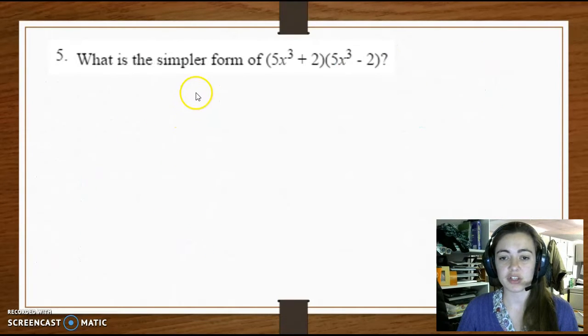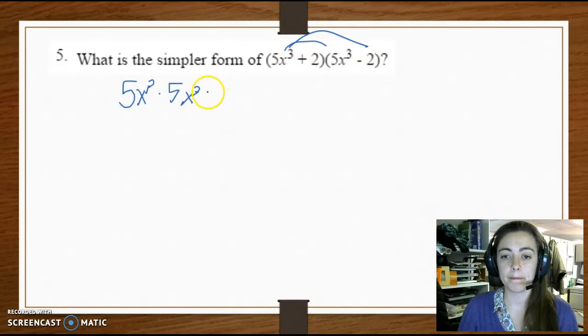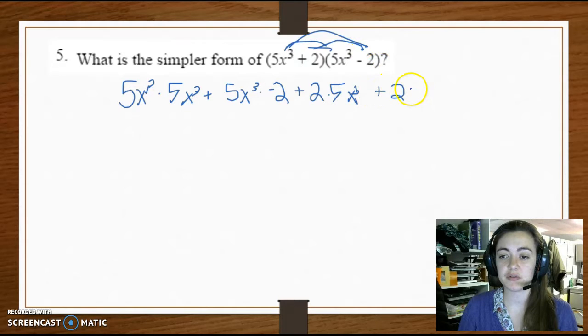All right, for number 5, we're looking for what is a simpler form. So again, we're going to use the distributive property. So we have 5x to the third times 5x to the third, and then we have 5x to the third times negative 2. Now we have 2 times 5x to the third. And the last pair, 2 and negative 2, so plus 2 times negative 2.